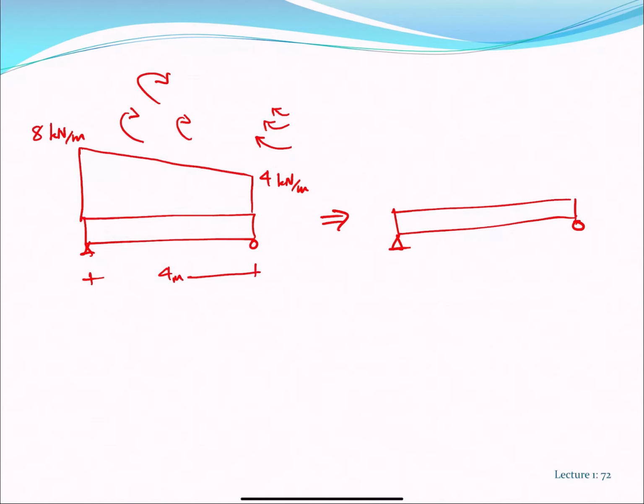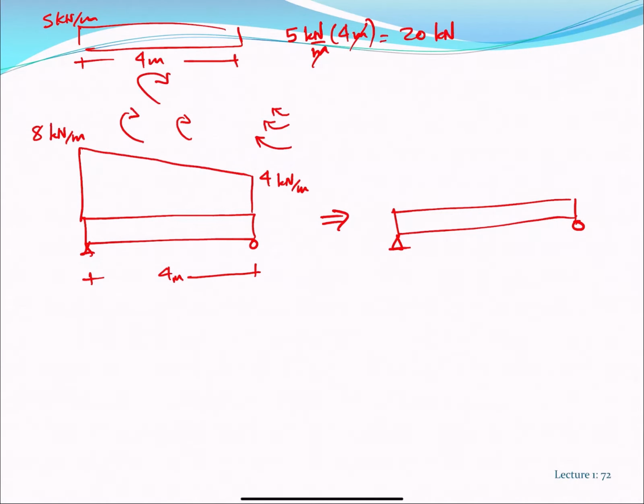It's in the same way that we did it before, right? We had a rectangle that was 5 kilonewtons per meter high and 4 meters long. So the total amount of load is just 5 kilonewtons per meter over 4 meters, which is equal to 20 kilonewtons, right? This is the area of the rectangle.